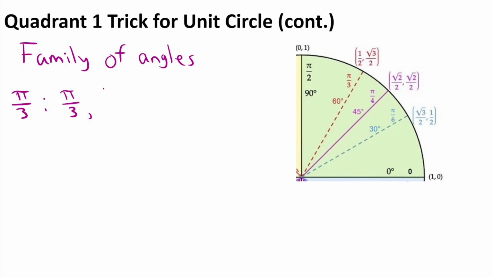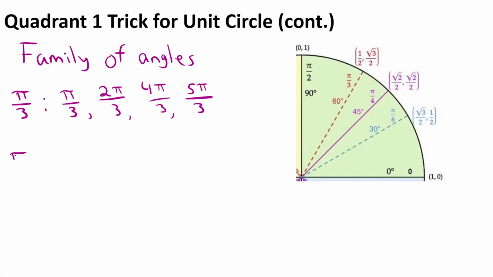The next angle would be 4 pi over 3. And the next angle would be, whoops, I made a mistake here. This should be 2 pi over 3. So this here should be 2 pi over 3, then 4 pi over 3, and 5 pi over 3. And you're probably wondering, where the heck am I getting these angles? Okay, I'll show that later with one of the examples.